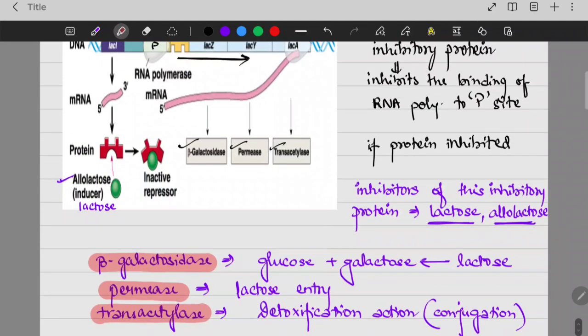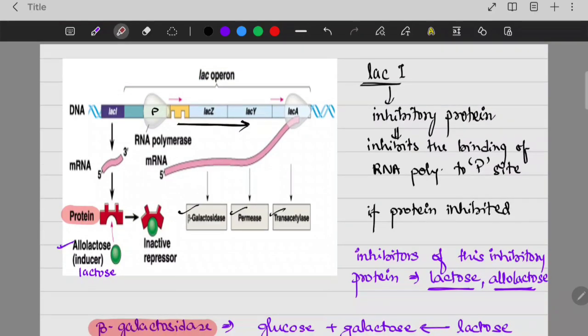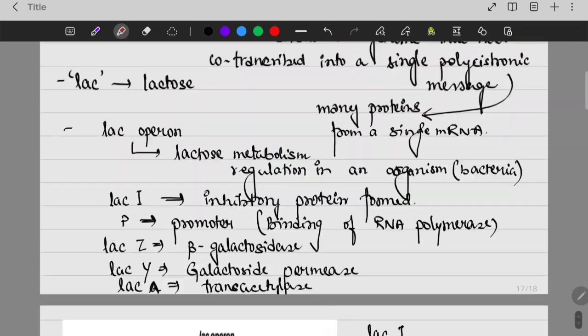Okay, and if after some time there is glucose present in the medium, again there is a decrease in the lactose absorption or permeability, thus the allolactose or the lactose is decreased, and finally the inhibitory protein's action will be resumed again, and after resuming, the transcription and translation will be stopped, and these enzymes will not be formed again. So this is the basic concept of the operon concept.